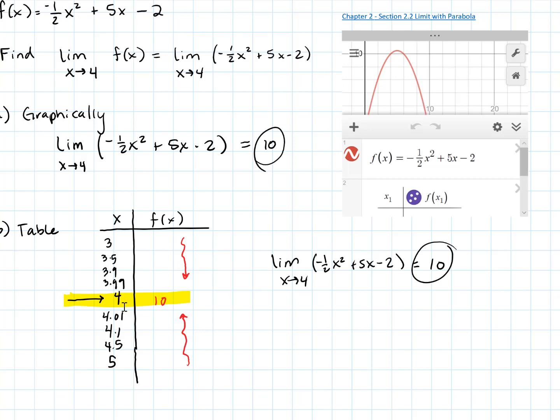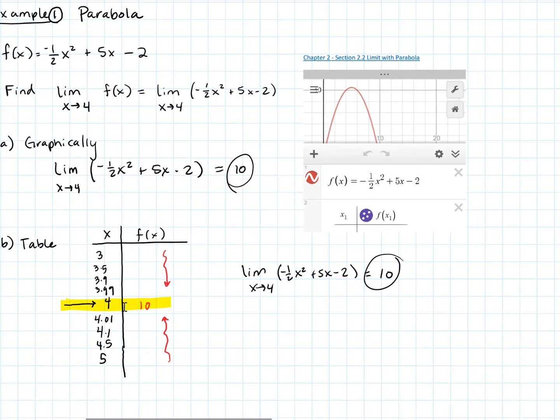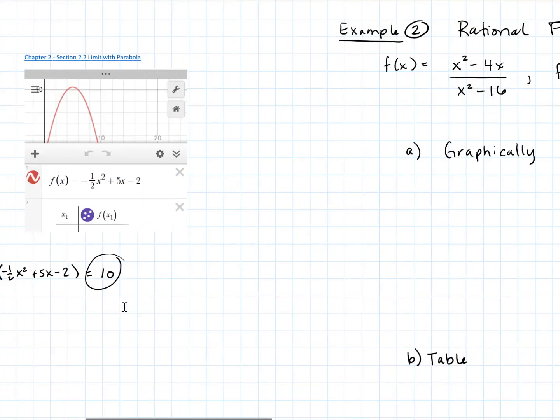And honestly, the table is just the mathematical calculations for the visual we're getting out of the graph, right? The graph is the plotted points from the table. Okay, so that's how we can look at a nice little function like a parabola. But let's look at a different type of example. What if we looked at a rational function?